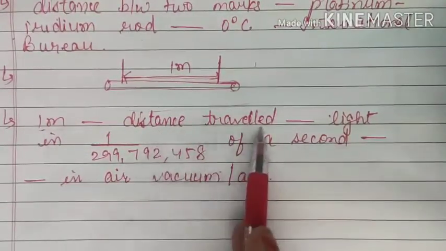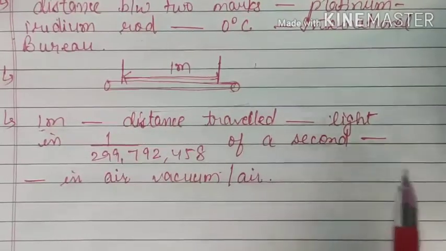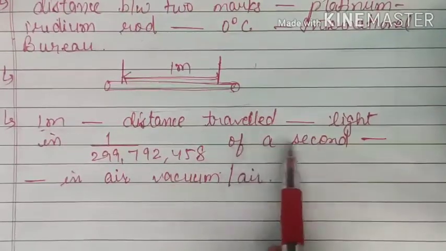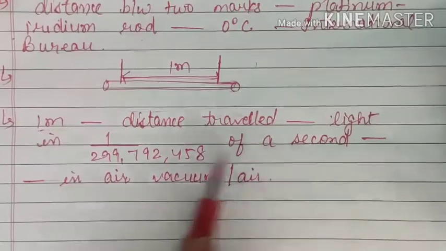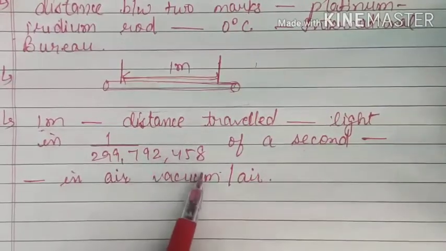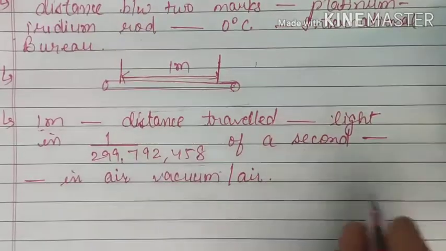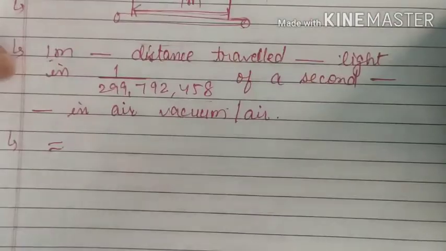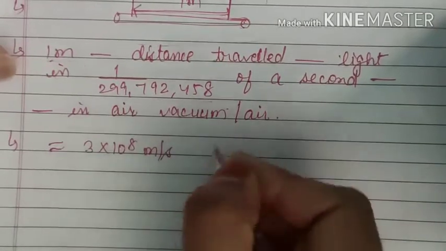How much distance is traveled by light in this much of a second? In mathematics you have learned the meaning of "of". Of means multiplication. That means we know the time, 1 second, and we have divided that 1 second by 299792458. Okay, which we approximately take equal to, for easy numericals, 3 into 10 raised to power 8 meter per second, and we are familiar with it.